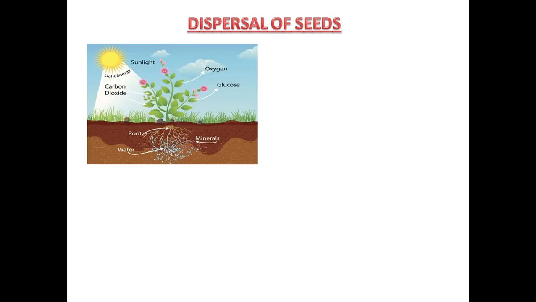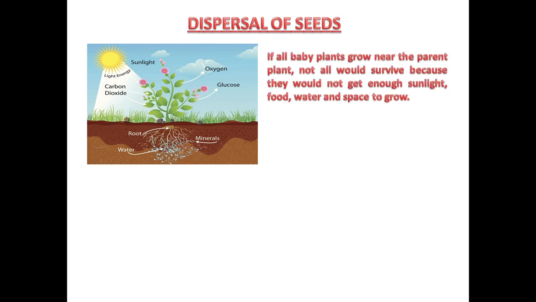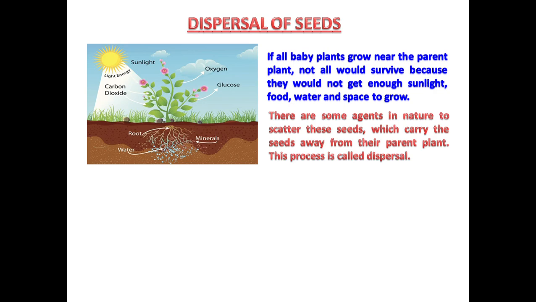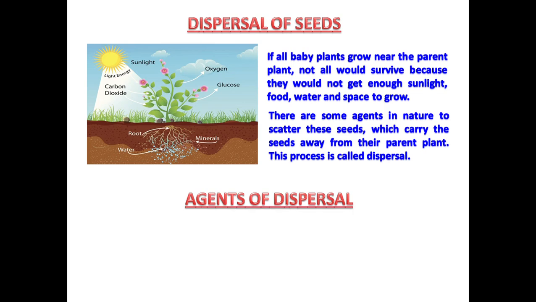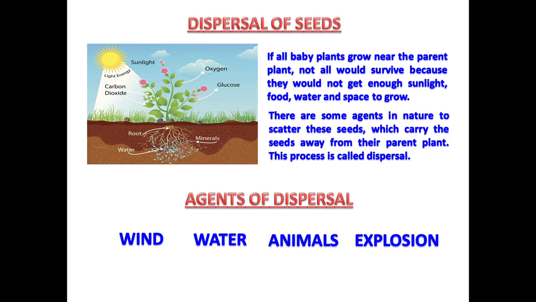Now, before we learn about dispersal of seeds, I want to show you something. See here, you can see a parent plant taking sunlight, water and minerals through roots for its growth. But if all the baby plants grow near the parent plant, not all would survive because they would not get enough sunlight, food, water and space to grow. So there comes a requirement of agents in nature to scatter the seeds away from their parent plant. This process is called dispersal of seeds. The agents of dispersal are wind, water, animals and explosion. Let us learn about the seeds which are dispersed by these agents one by one.